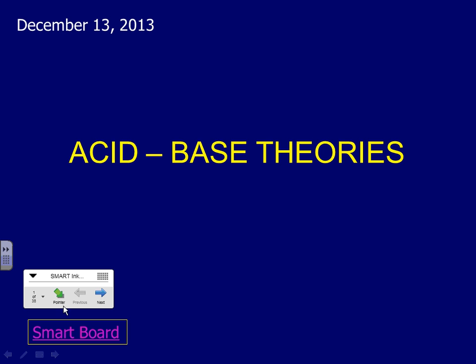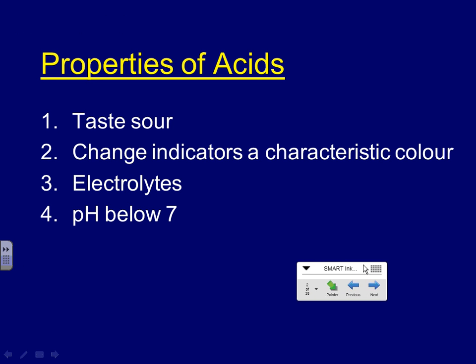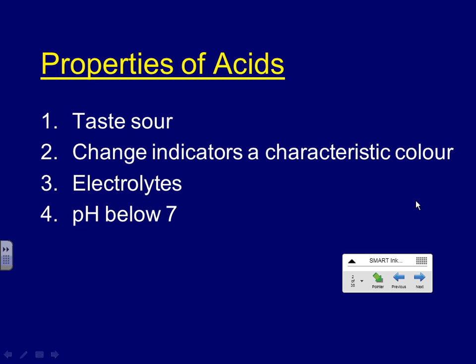Today we want to talk about acid-base theories. So let's first talk about properties of acids, just those basic properties that I've just mentioned. And again, you would have written those down in grade 11 somewhere. So this is really just a review, a reminder of all those important things that deal with acids and bases. Acids taste sour. They change indicators to a characteristic color. And I didn't mention litmus in this case, but we'll get that stuff written down eventually.